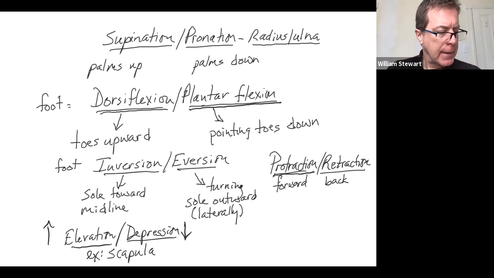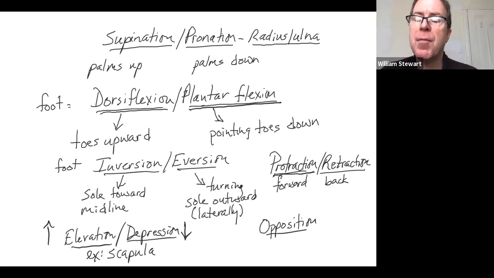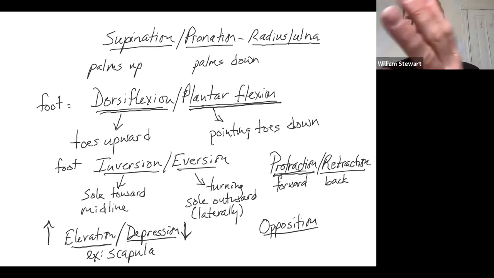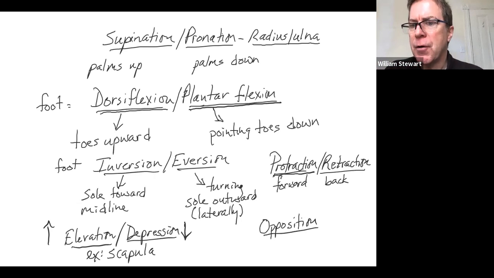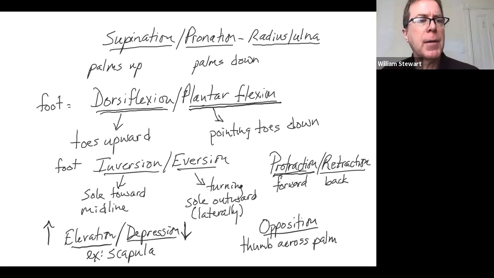Finally, last one is opposition. That's by itself. That's a very special movement that only primates have, and that's the ability to move your thumb across the palm of your hand. So if you take the tip of your thumb right now and you touch it to the tip of your pinky, you are opposing your thumb. You're moving it across the palm of your hand.